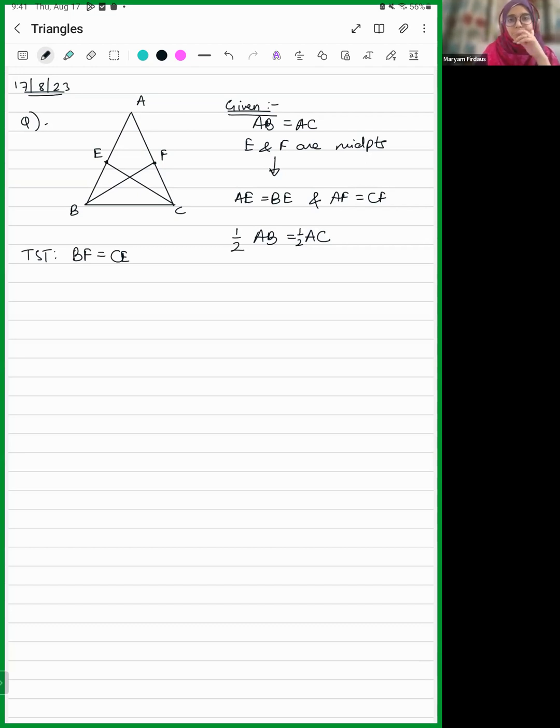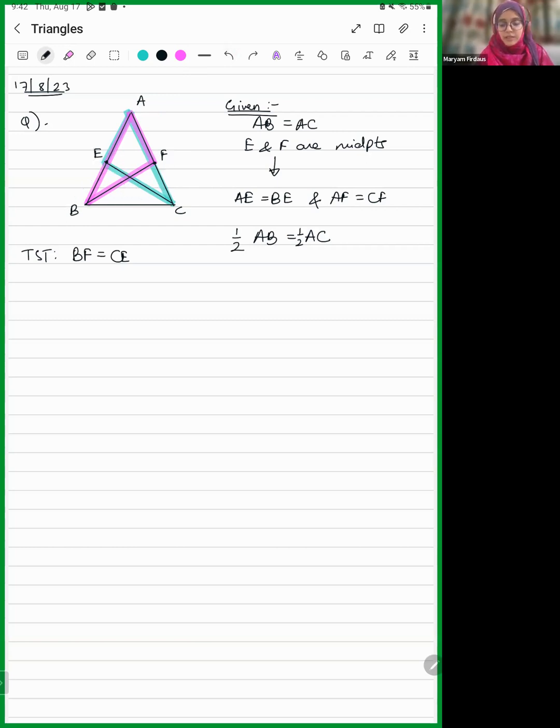We have to prove that triangles AEC and AFB are congruent to each other, so the bases are equal. Okay, so triangles AEC and AFB. If they both become congruent, then by corresponding parts of congruent triangles, we will get this part equal to this part. Okay, but how do we prove them to be equal?